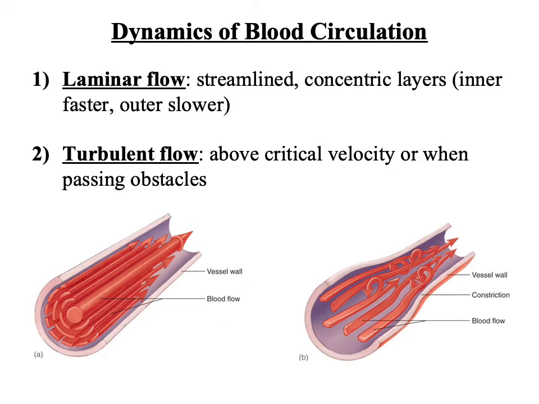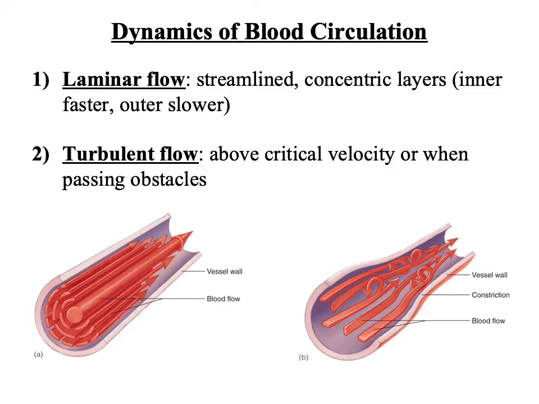When we look at the movement of a vessel, whether it be an artery or a vein, what you're seeing here are the dynamics of circulation and how the movement of the blood actually happens in relation to the vessel. There are two types of blood movement: laminar and turbulent flow.